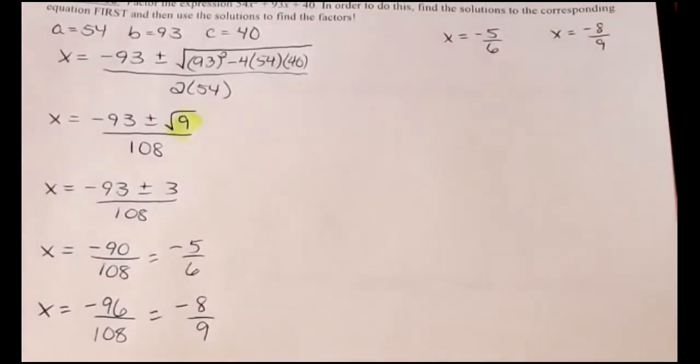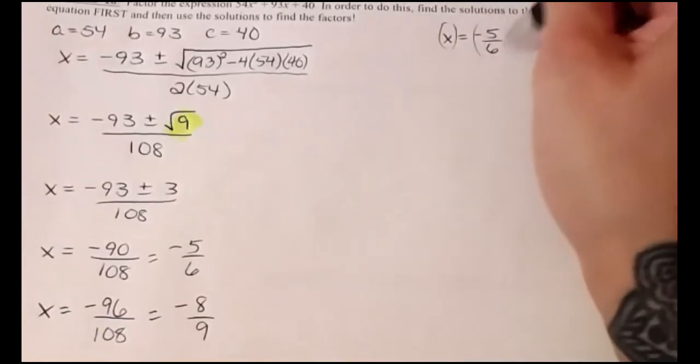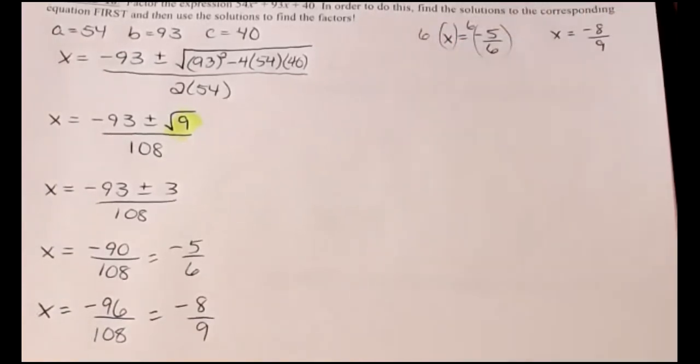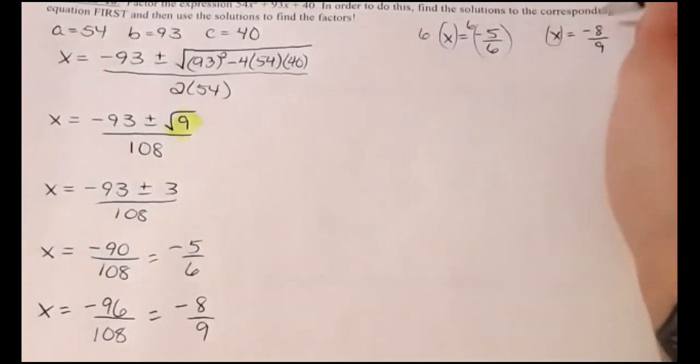We learned in order to figure out what those factors were that we wanted to multiply each equation by the LCD. So we're going to multiply both sides by, we're going to multiply by 6. And the second one, we're going to multiply by 9.